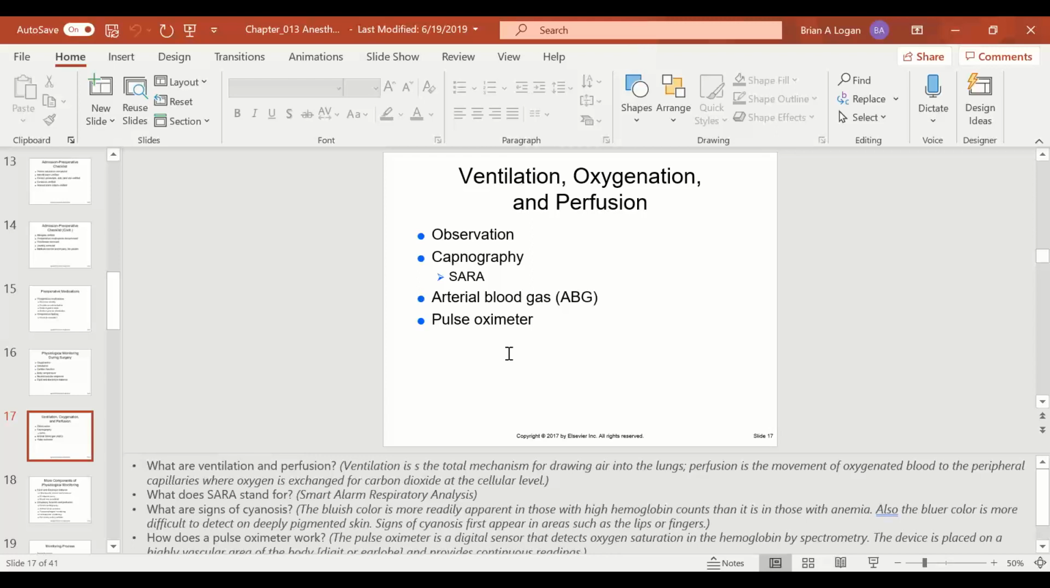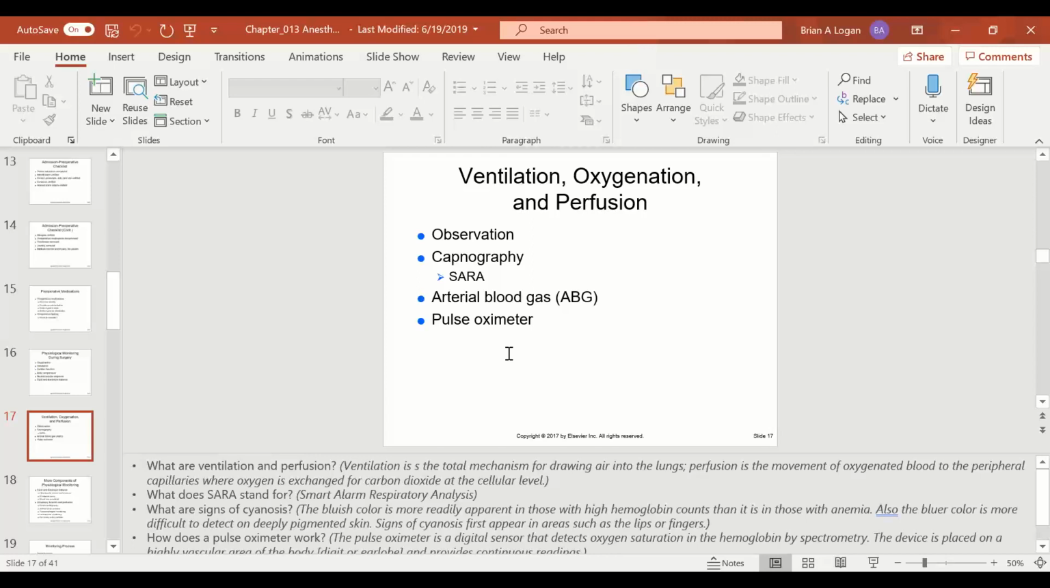The SARA is the Smart Alarm Respiratory Analysis. So it'll go off when it detects too high of CO2 levels coming off. There may be something metabolically going on with the patient where you're producing a lot of CO2 in the system. And they may have to give certain drugs to counteract those.